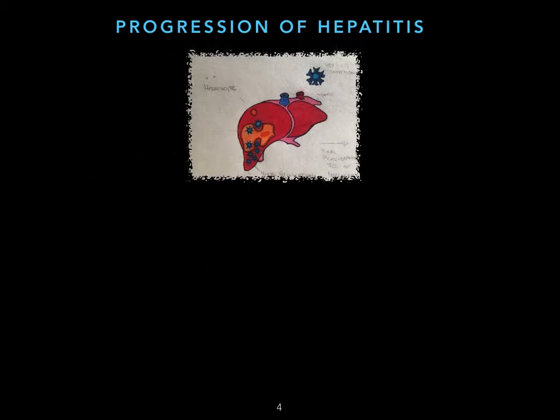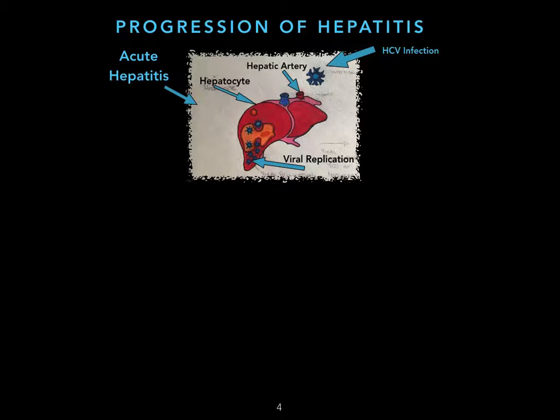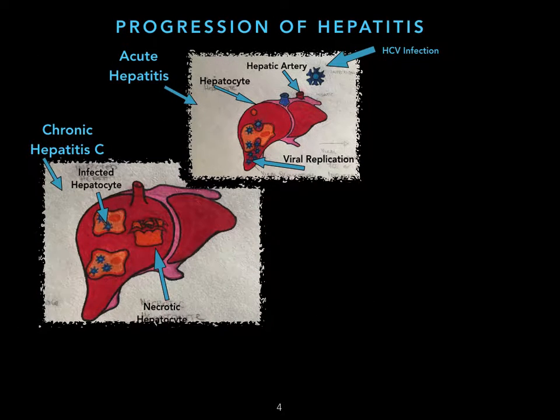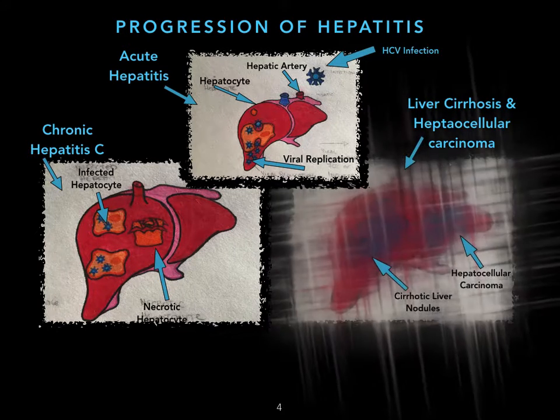Progression of hepatitis. HCV enters through the bloodstream and disrupts homeostasis in the liver. In the acute phase, the virus is asymptomatic. If not eliminated, the virus progresses to chronic hepatitis, leading to the destruction of the liver.